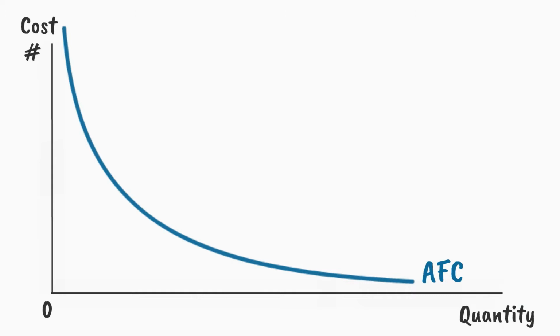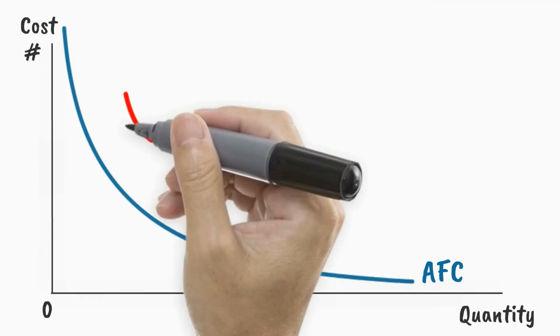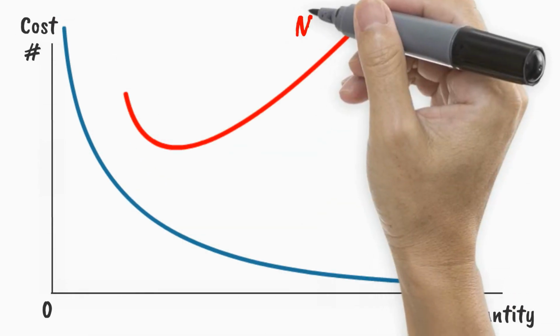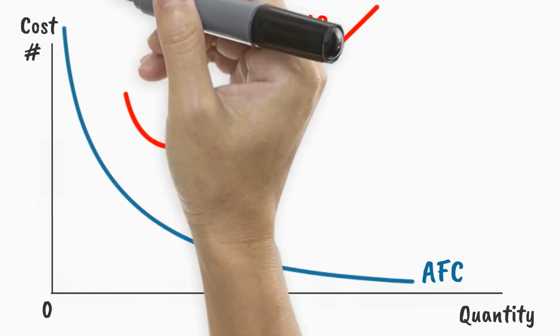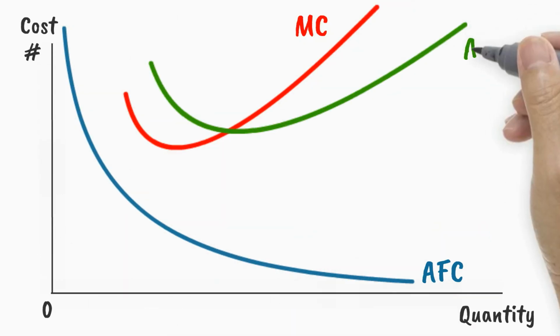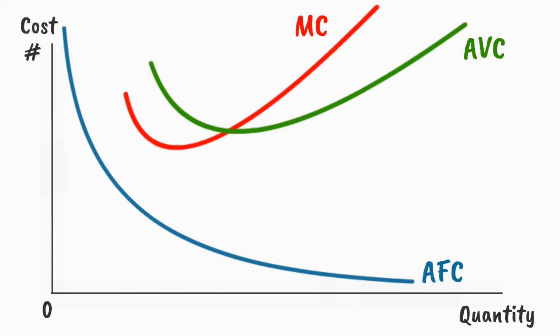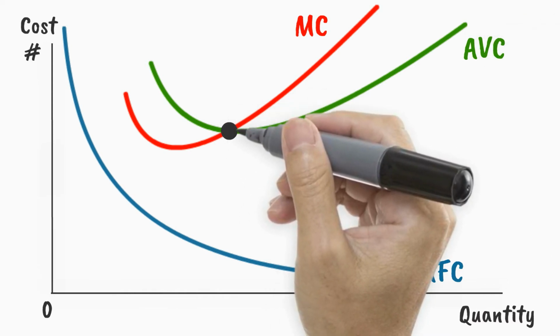The marginal cost curve, we know, is a checkmark-shaped or a J-shaped curve based on the law of diminishing marginal product. Based on the relationship between marginal and average, as we saw in the previous video, we know that as marginal is decreasing, it pulls average down. As marginal increases, it pulls average up. Therefore, the average variable cost curve decreases, reaches a minimum, and then increases. The minimum point is at the intersection with the marginal cost curve.